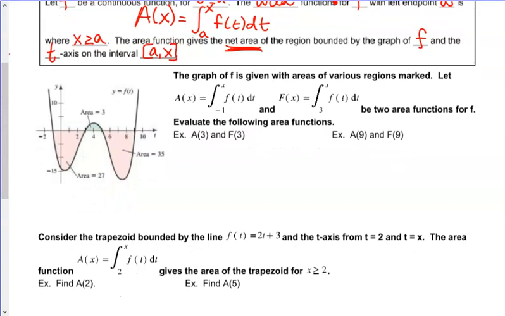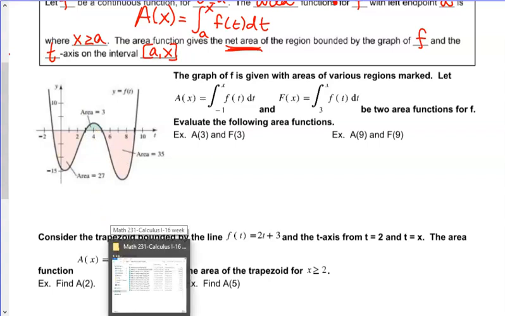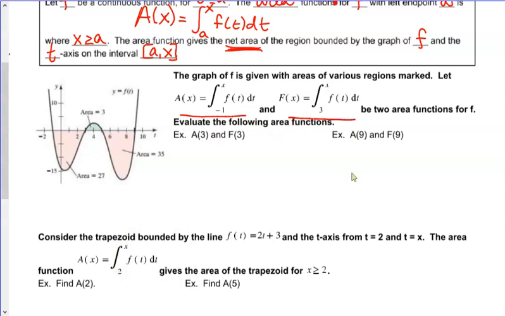All right, so given this graph that I was just pointing at, the graph of f is given with the areas of various regions marked. So this area is negative 27, that area is 3, and this one is negative 35 because it's below. We are out to find, according to these two functions, some area of these curves. So I'm going to start with A of 3. And I always go by taking, remember, this is an x value, so I'm going to plug that right in there for x. So that means I need to look from negative 1 to 3 of f of t dt.